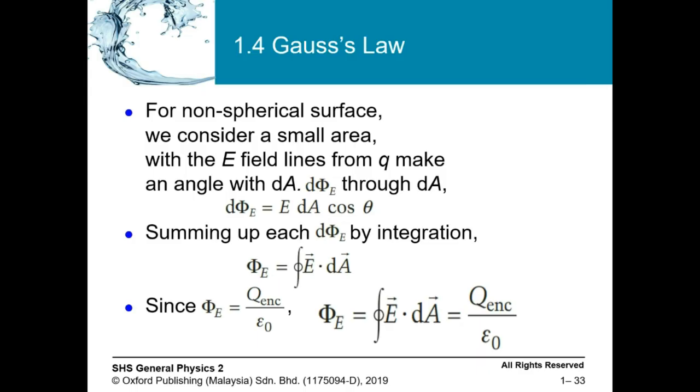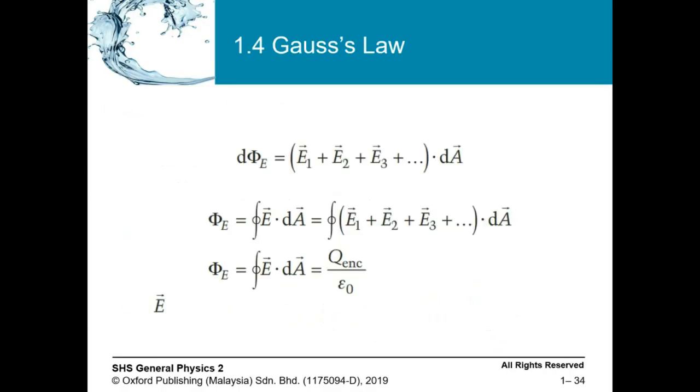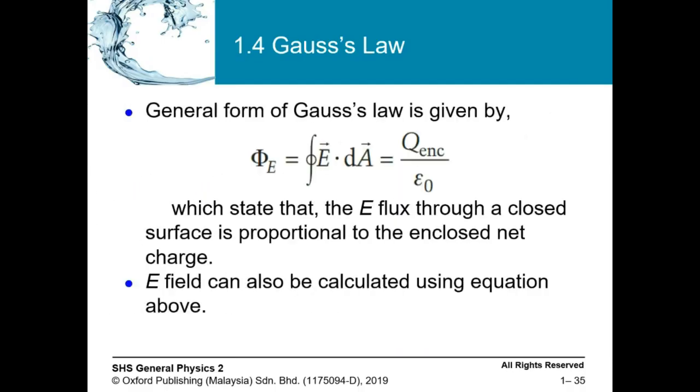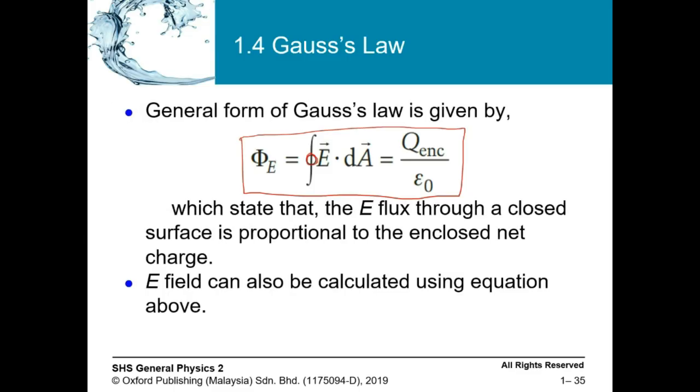So this was actually what we did earlier when we derived the integral equation. So you don't have to worry too much about it. This is the general form of Gauss's law. Ma'am, earlier the integral had no circle, but now it has a circle. This means that this is the integral over an enclosed surface. Okay? But it is also what is used in the formula, Q enclosed over permittivity.